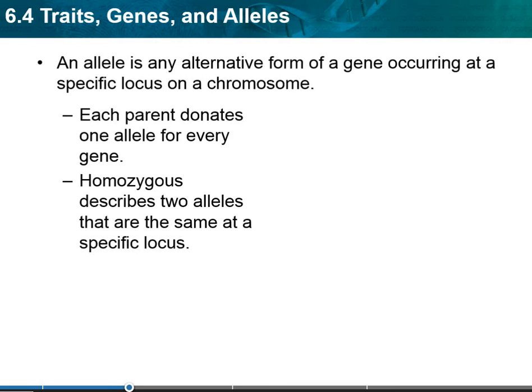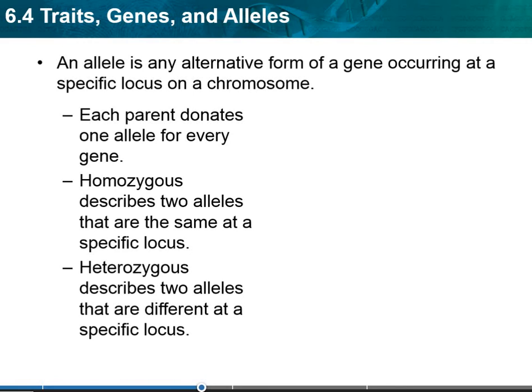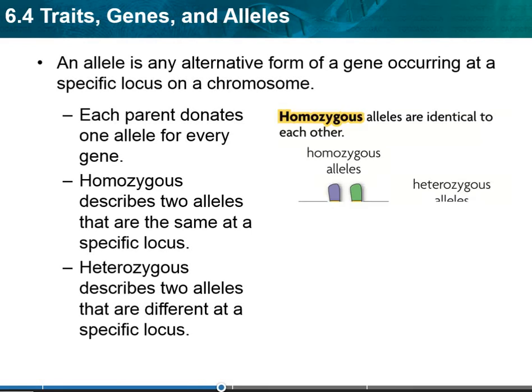If you have the same alleles, it is referred to as being homozygous. So two of the same alleles are homozygous. We usually write alleles as capital or lowercase letters. So if it's dominant, it's going to be capital. If it's lowercase, that means it's going to be recessive. So two capitals or two lowercase would be homozygous. Heterozygous is going to describe two different alleles. So that would be a capital and a lowercase.